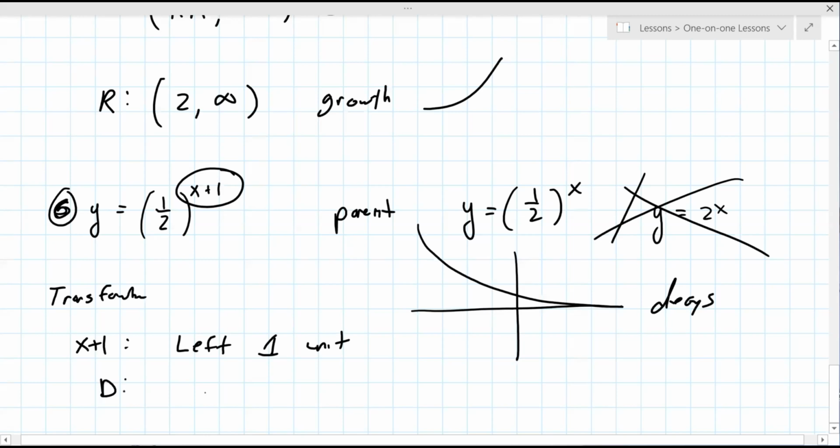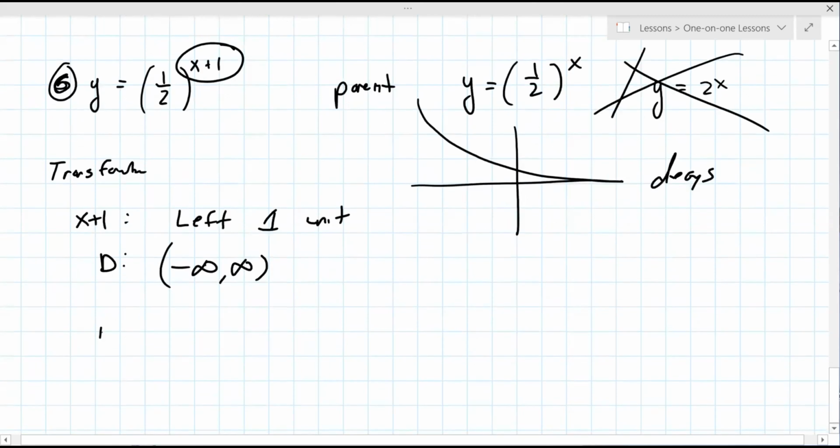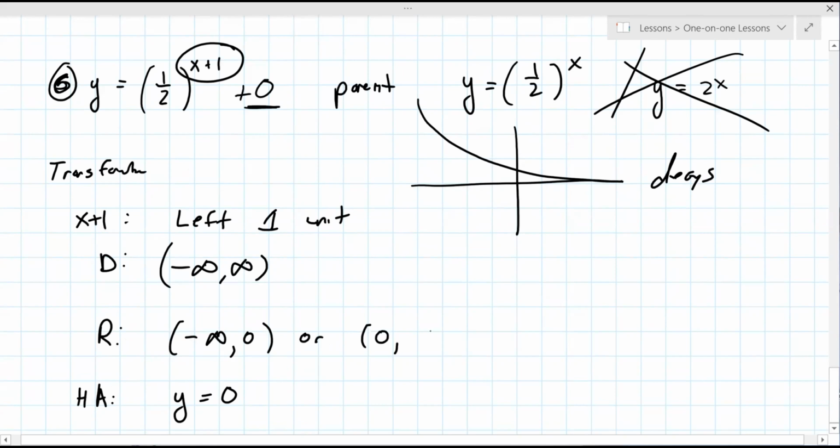The domain is always minus infinity to infinity on exponential functions. The range depends on which direction it's going. We really should find the horizontal asymptote first. There's nothing being added out here, so the horizontal asymptote is y equals 0. So the range is either minus infinity to 0 or 0 to infinity, and it has this sort of shape to it here. So it's 0 to infinity. Yeah, it's this one.